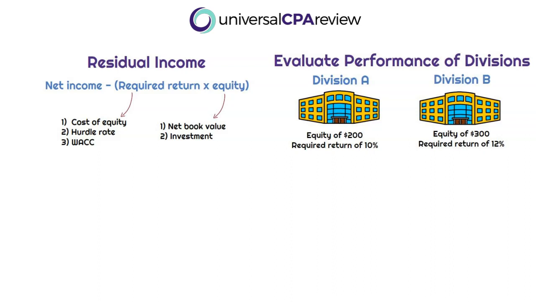So as you can see in the formula, we'll start with net income and we'll subtract the required return times equity. And this is why I really want to focus on calling out the different terms you might see for each of these. So required return could say cost of equity, hurdle rate, weighted average cost of capital, or just even cost of capital. And then for equity, sometimes they'll say net book value or investment amount. Right? So make sure you understand the different variations of this formula. And guess what? When we get to the MCQs, we'll practice those different variations.